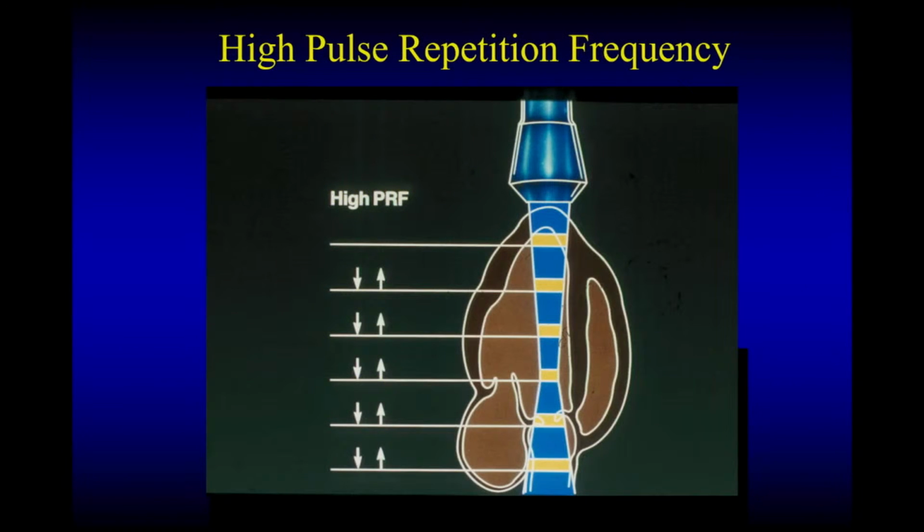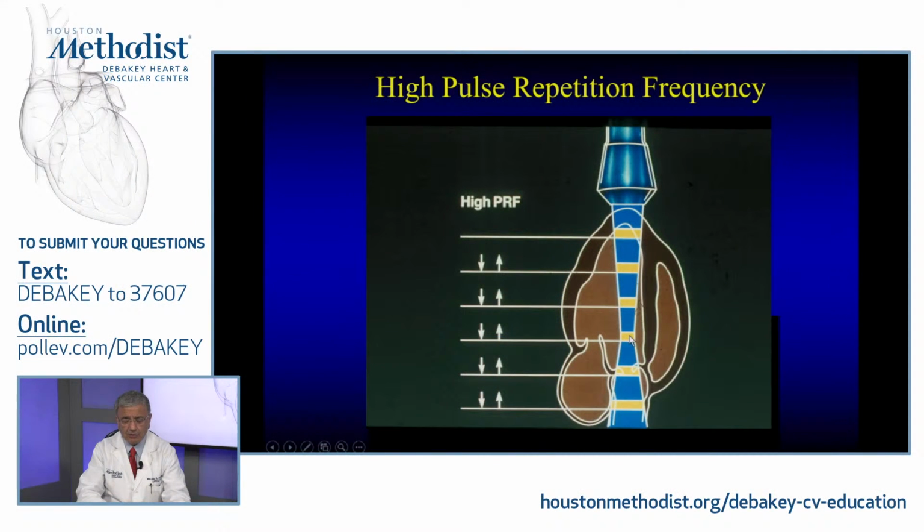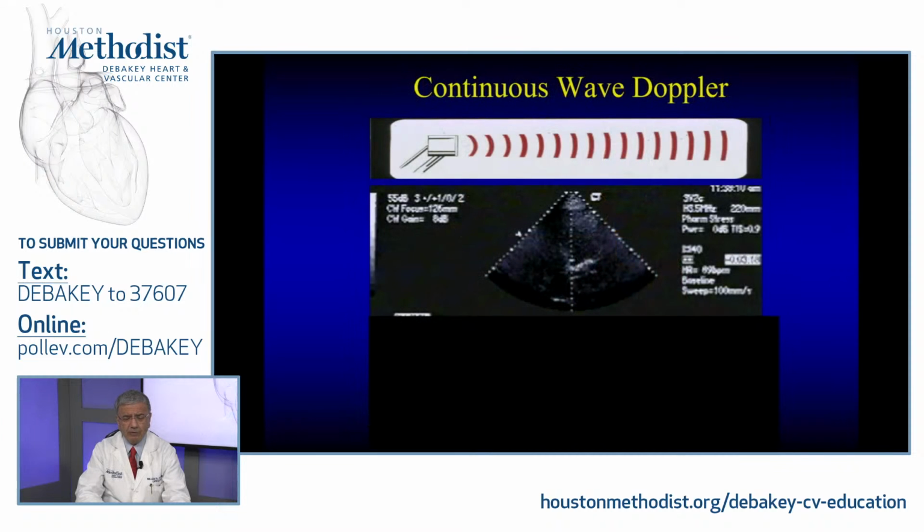High pulse repetition frequency, same principle in a way. I know at times we're not going into it nowadays because we have continuous wave Doppler, but basically it's multiple areas of interest, and basically the advantage of that is to be able to resolve a higher frequency or higher velocity, like in the old days of aortic stenosis where we used this. Nowadays I'm not going to go through it anymore, just for the sake of time.